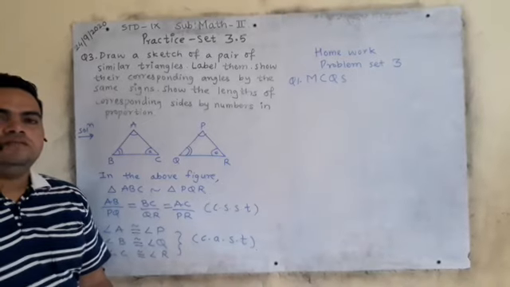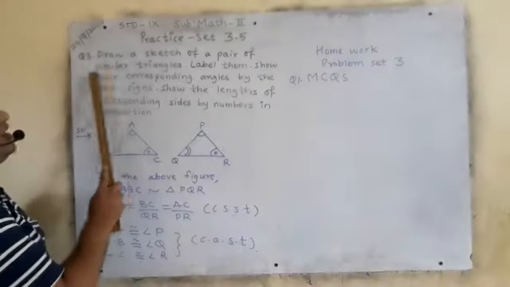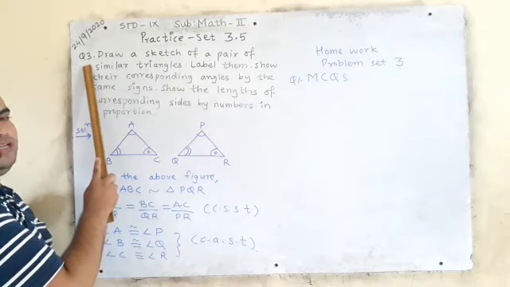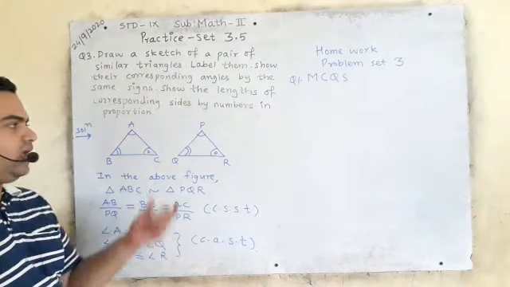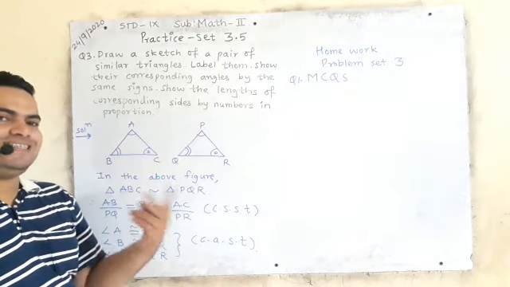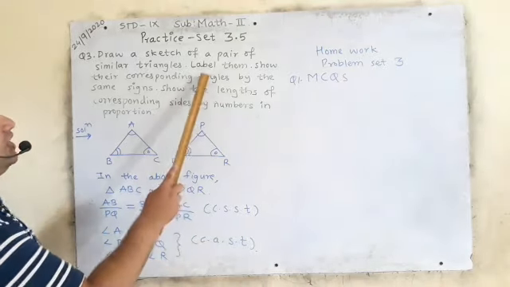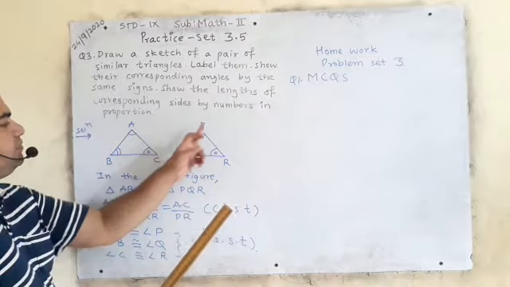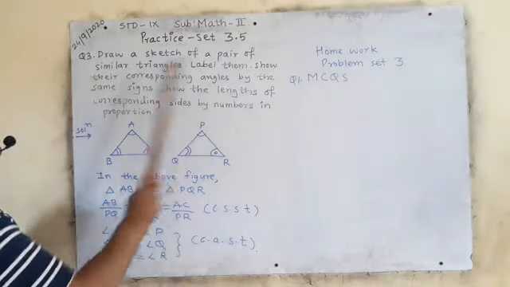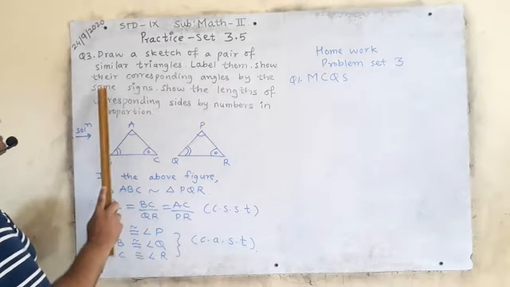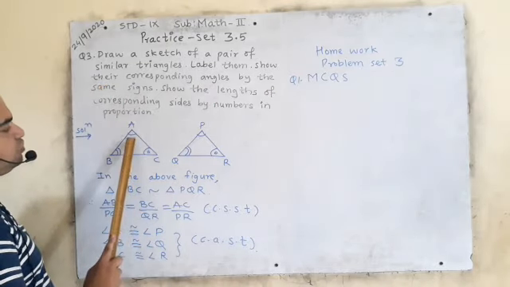Now we will see the next question of practice set 3.5, question number 3. Draw a sketch of a pair of similar triangles. It means you have to draw two triangles which are similar to each other, and label them. It means name them by your own choice. Show their corresponding angles by the same signs.